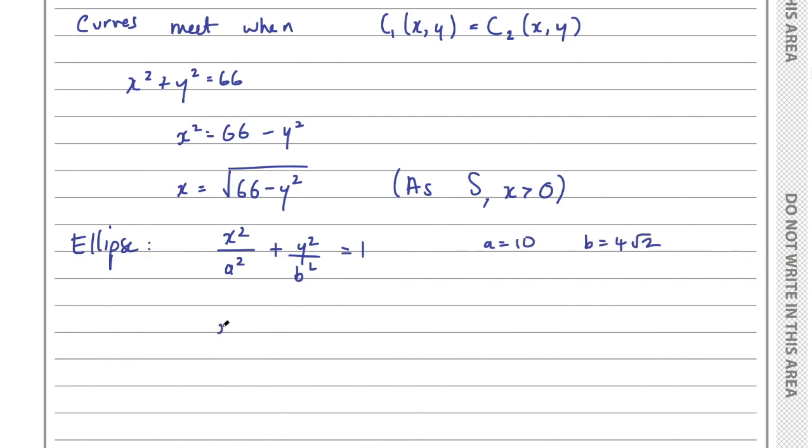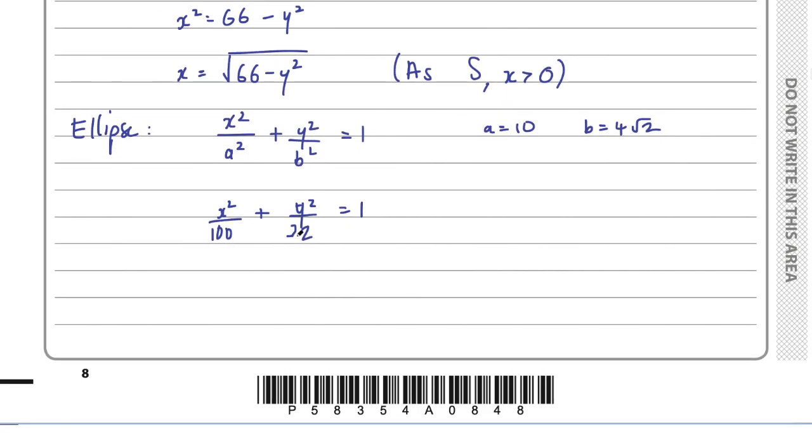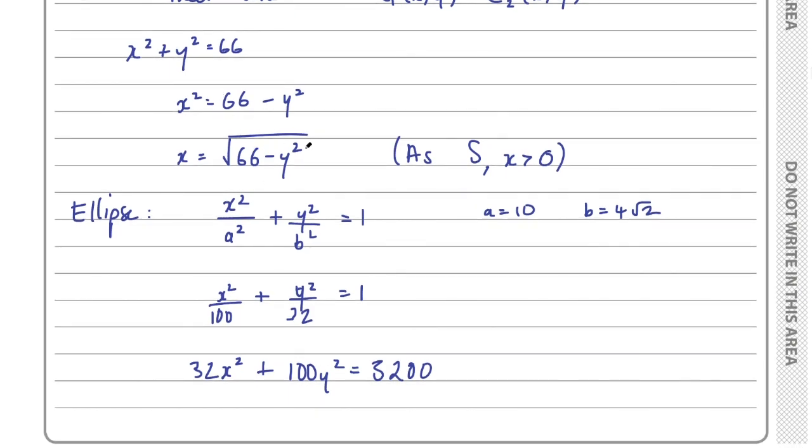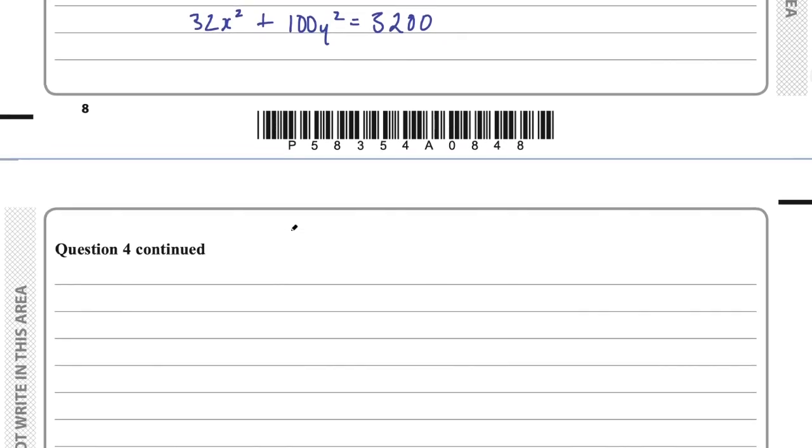Plugging those in, we would have x squared over 100 plus y squared over 4 root 2 all squared. That would be 16 times 2, that would be 32, equal to 1. And then simplifying this, multiplying by 32, and then multiplying everything by 100, I would have 32x squared plus 100y squared equals 32 times 100, 3,200. Okay, so now I have an equation for the ellipse, and what I want to do is to plug in this value of x into this equation, and then hopefully be able to solve for y. Okay, so I might go on to the next page for that.